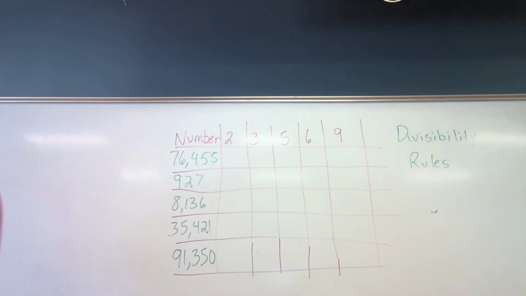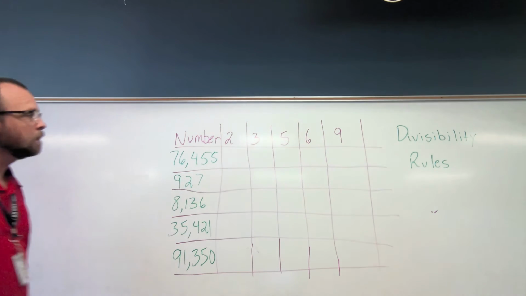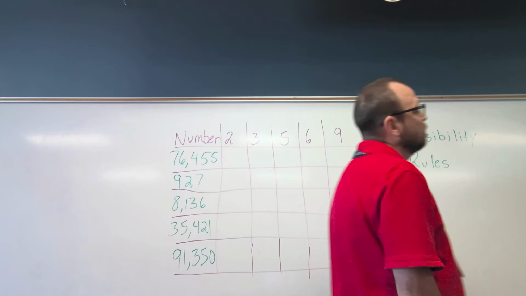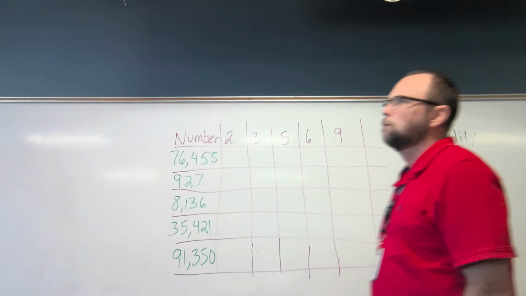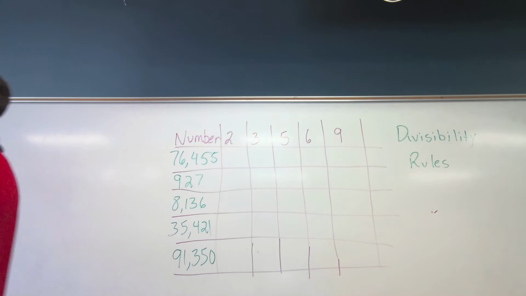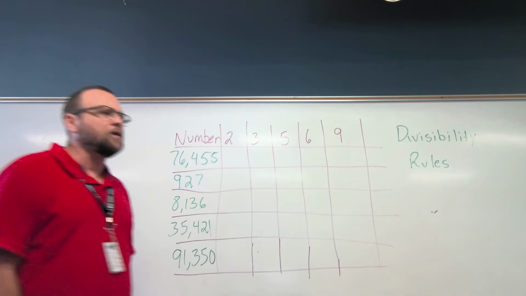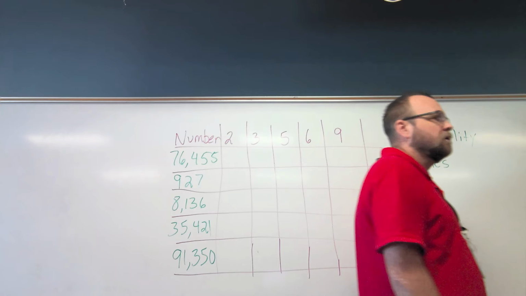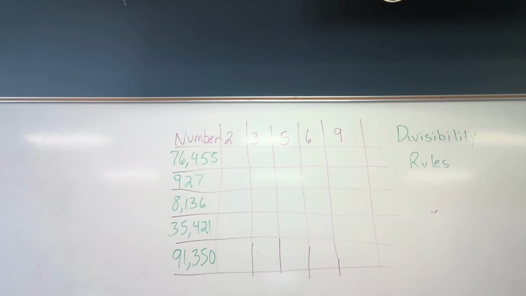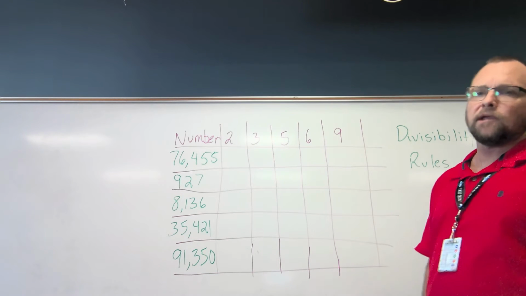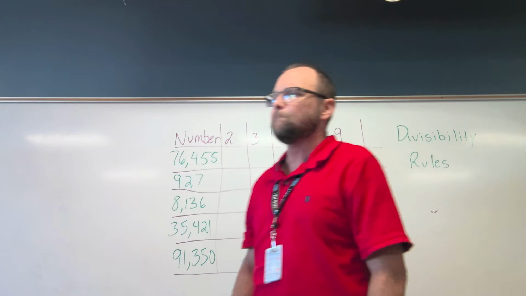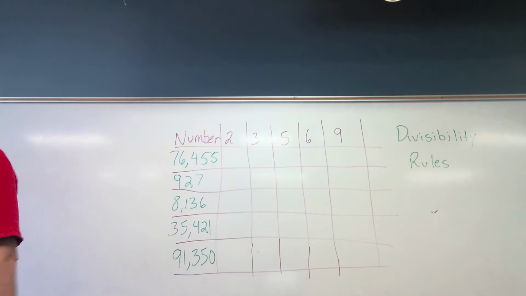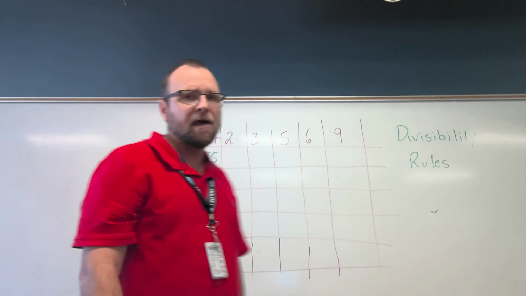Yesterday you received notes on divisibility rules. Now, if a number is a factor of another number, that means it divides evenly into it. So like the number 75, 5 is a factor of 75. That means 5 times something equals 75. Today we're going to be looking at factors and finding out how many factors specific numbers have.